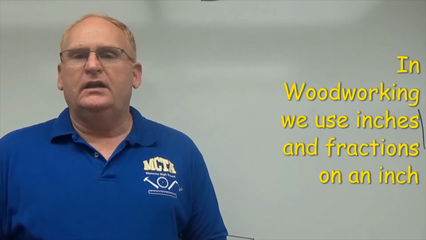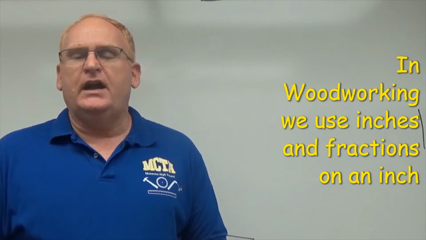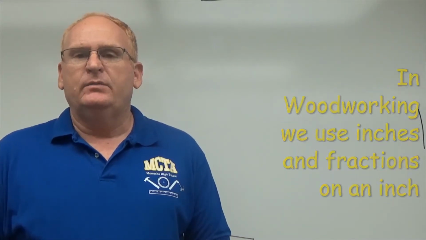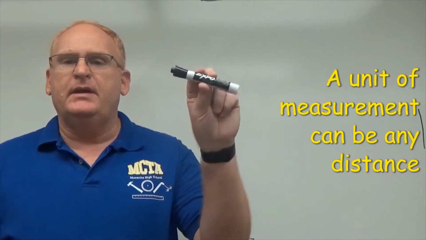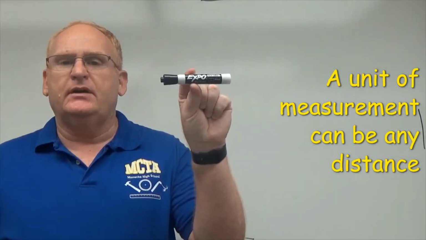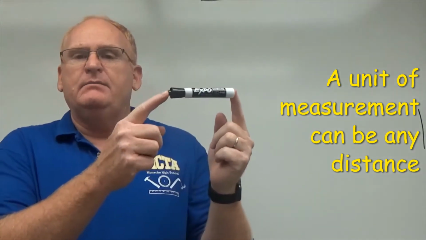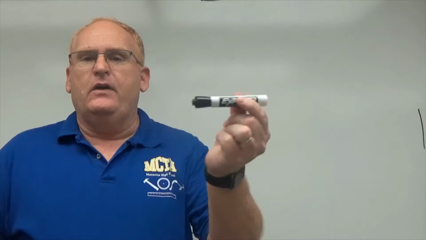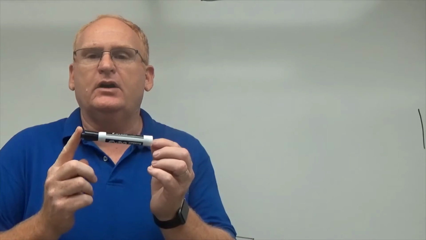So in woodworking, we always use inches and fractions of an inch, okay? So we'll be getting into fractions. When you measure something, you can use anything as a measurement device. It would be called a unit. I could measure something with this dry erase marker, and from the beginning to the end would be my unit of measurement. So if I needed a piece of carpet for the classroom here, I could put this down on the ground and go all the way across and say it is 92 dry erase markers long, and go the other way and say it's 63 dry erase markers wide.